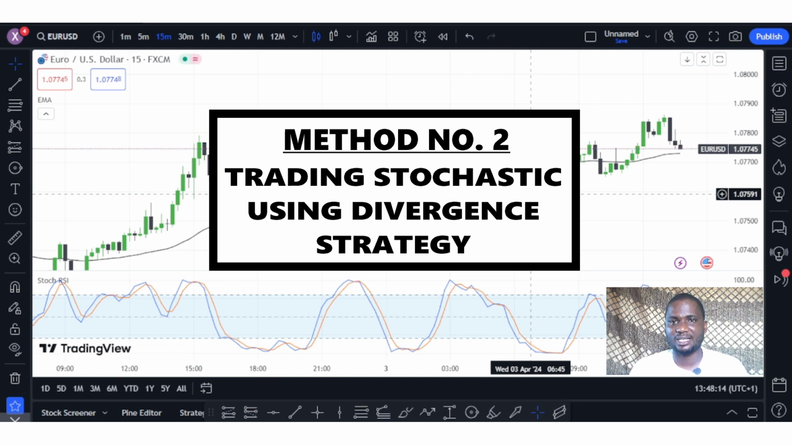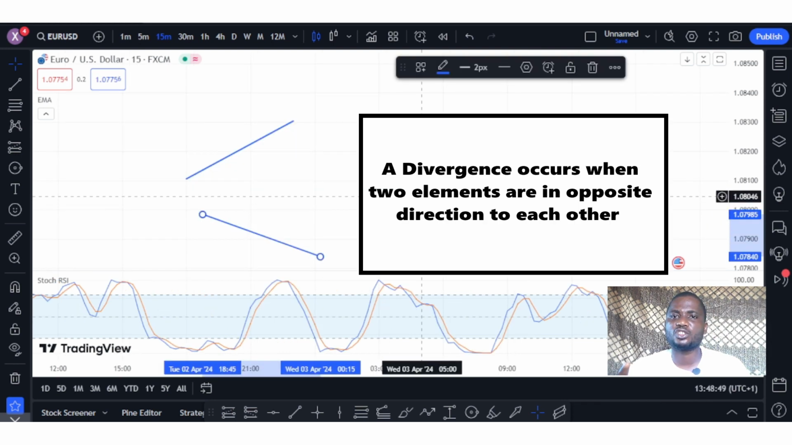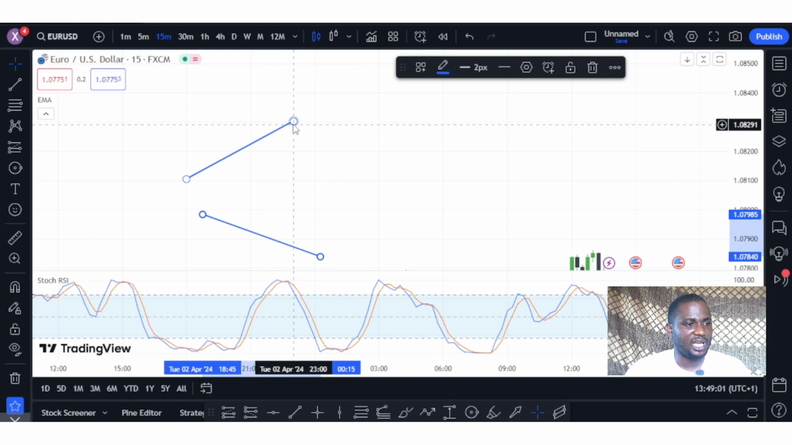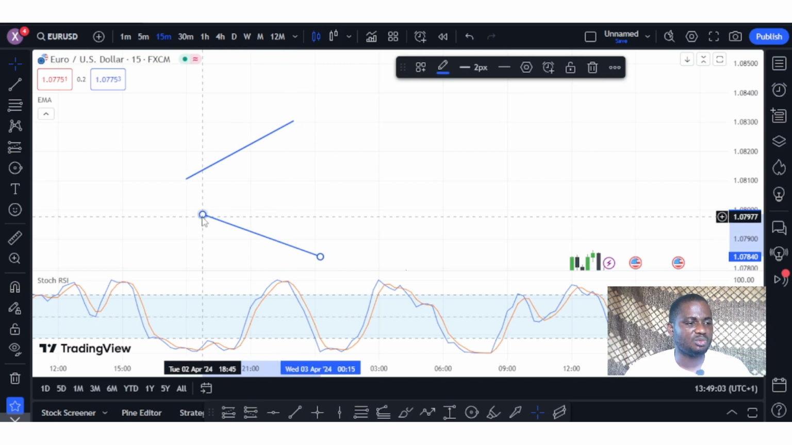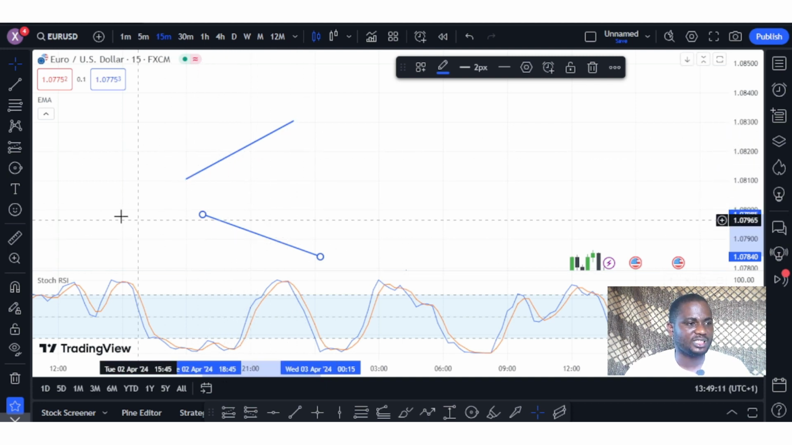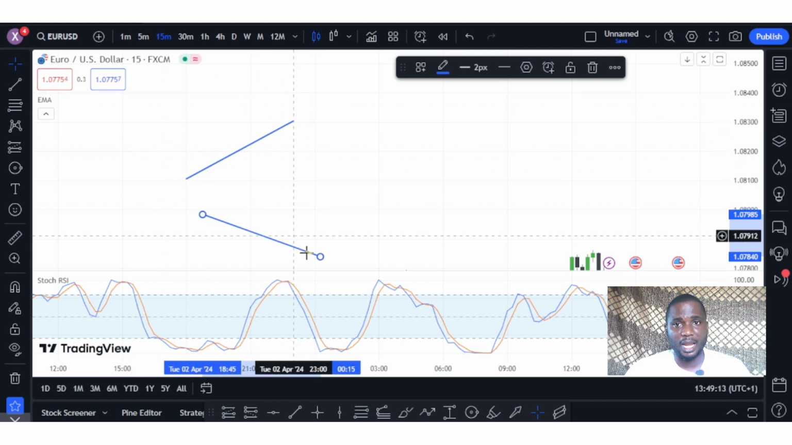Now let's look at the next method, which is trading stochastic using the divergence strategy. Now, a divergence occurs when two elements move in an opposite direction to each other. You look at this line here, you discover that line A is moving in an upward direction and line B is moving in a downward direction. You discover that these two lines are moving in an opposite direction to each other.